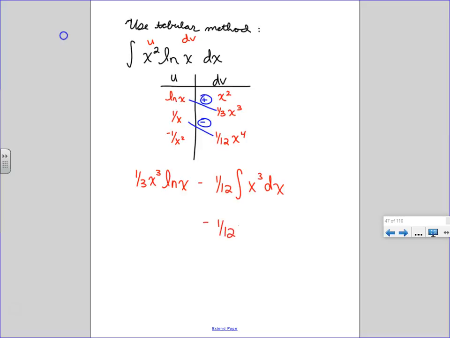So we have 1 over 12 times the integral of x to the 3rd is 1/4 x to the 4th. Oh, I wrote it. No. Because there's an x on the bottom. Oh, yeah, I did x to the 4th over. Thank you. I was only looking here, not there. Awesome.